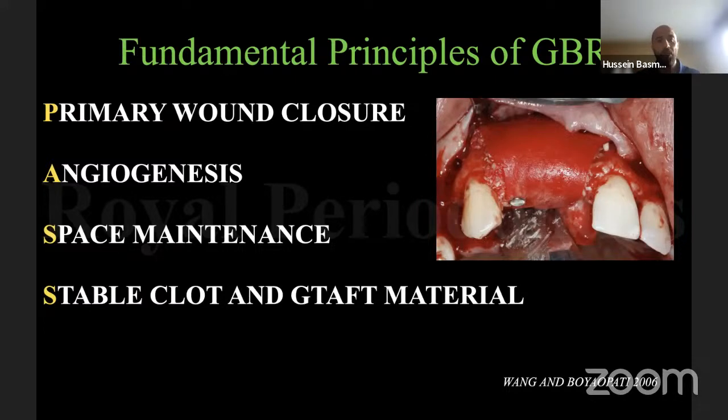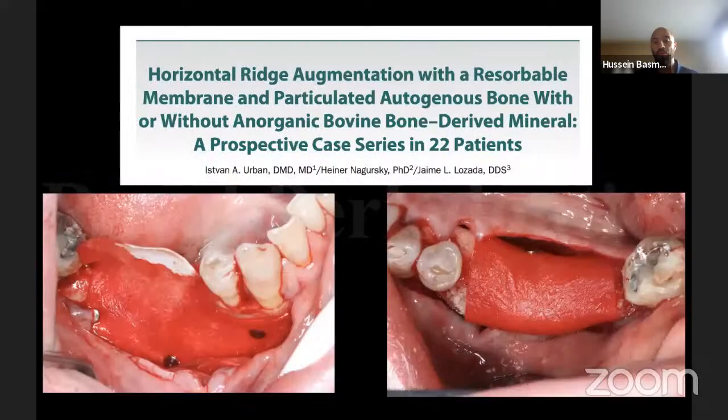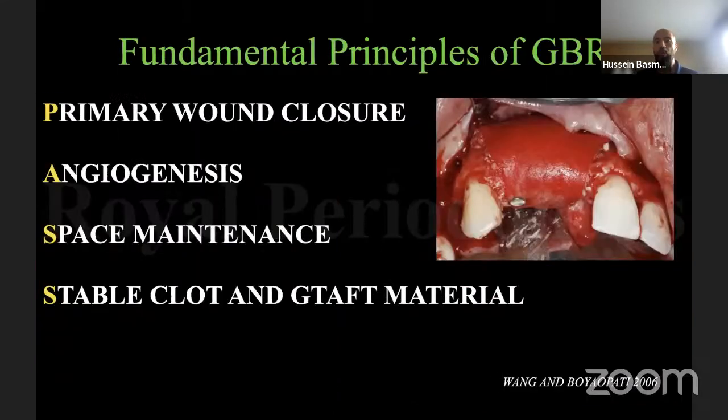Angiogenesis, where we have a better blood supply. Space maintenance, the type of membrane we're using. The bone augmentation itself, or the bone graft itself, could also help with space maintenance. And stable clot, trying to fix the membrane and to have a fixed graft material in order to prevent any mobility, because we already talked about how mobility is our enemy for regeneration. So I'm going to stop right here because the next session is going to go into the technique of GBR.